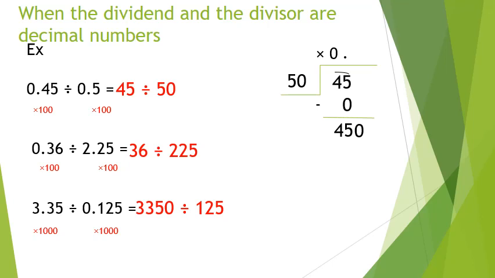Which number we multiply by 50 to give us 450? It's 9, because 9 times 50 equal 450. Then we subtract and the remainder will become 0. So the quotient is 0.9. The second example is 36 divided by 225. First we list some multiples of 225, then we start dividing.